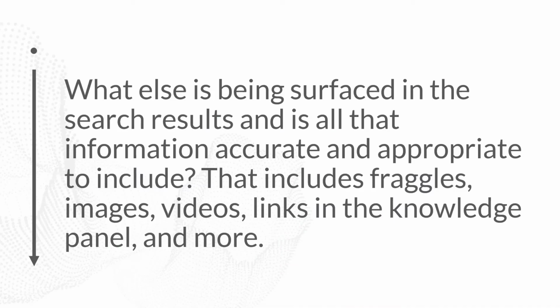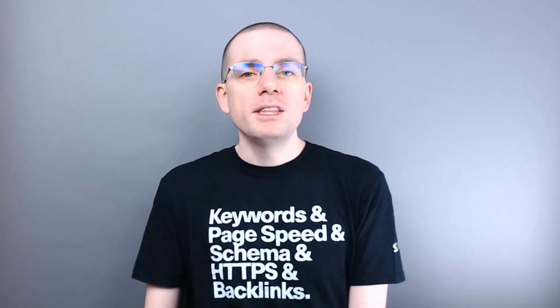You can also look at what else is being surfaced in the search results and see if all that information is accurate and appropriate to include. That includes fraggles and images and videos and links in the knowledge panel. Go through it and make sure that all of that is coming out correctly. Make sure that there's not anything that's incorrect. But as well, go through that and see if there's anything that you can do to get something else included. Maybe by changing your code just a little bit, you can get some more information presented in the search results, and that could potentially increase not only position, but the amount of people clicking on your search result listing.